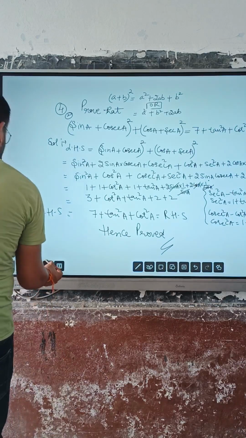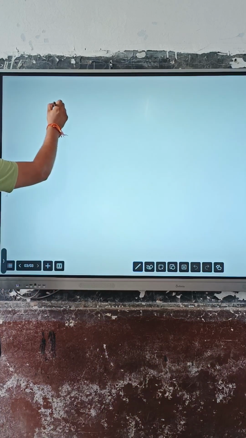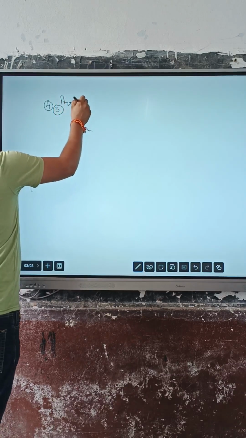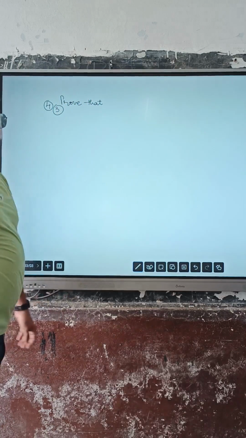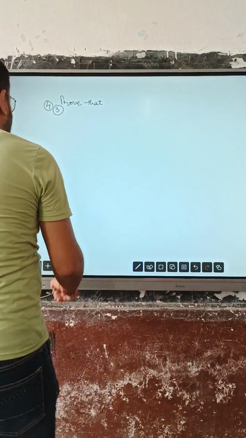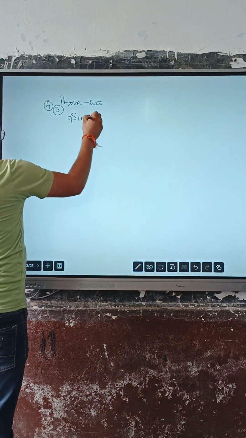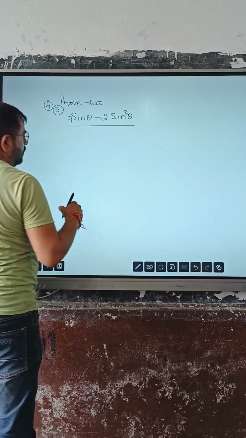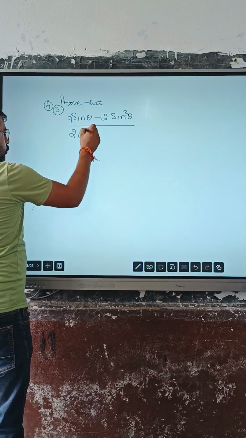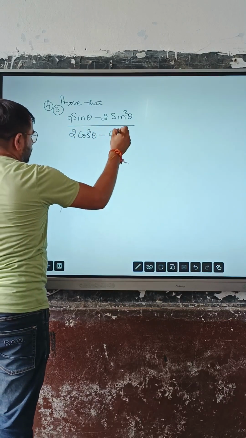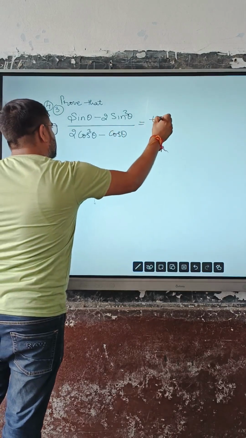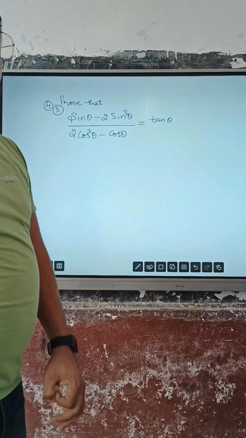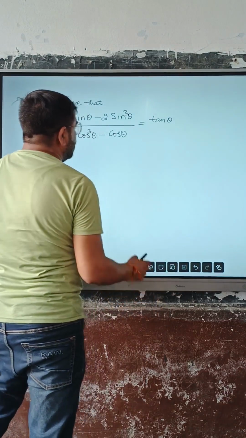Now I move to the third question, chapter 8, exercise 8.3. Third question, that is sin theta minus 2 sin cube theta over 2 cos cube theta minus cos theta equal to tan theta. So we have to prove sin theta minus 2 sin cube theta over 2 cos cube theta minus cos theta equal to tan theta.